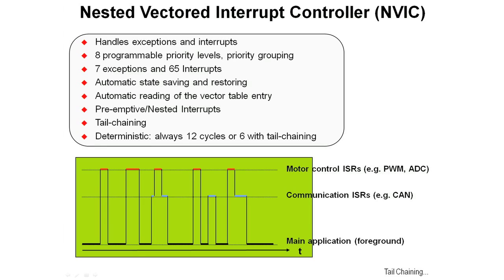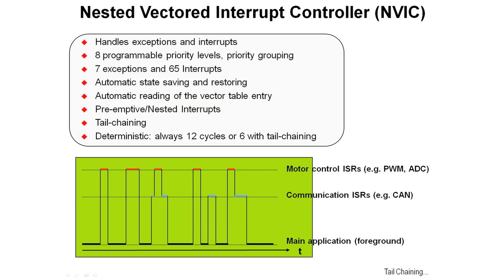Interrupts are deterministic. They're always 12 cycles before they actually hit the interrupt service routine, or 6 cycles if they're tail chained. Taking a look at the diagram at the bottom, we can see a main application with a couple of interrupts going off. From left to right, the first thing that goes off is a motor control interrupt service routine, something like the PWM or the ADC, something that's handling motor control. Motor control has to be extremely low latency. You can't wait. You must take them.